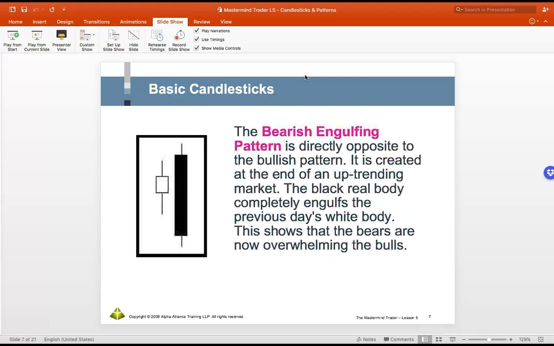This is a bearish engulfing. Bearish engulfing is the opposite of bullish engulfing. Basically, the prior trend is going up, followed by a gap up, and then closing below, engulfing the bullish candle. So it's the other way around. Right now the bears are overwhelming the bulls, and the next move will be down.